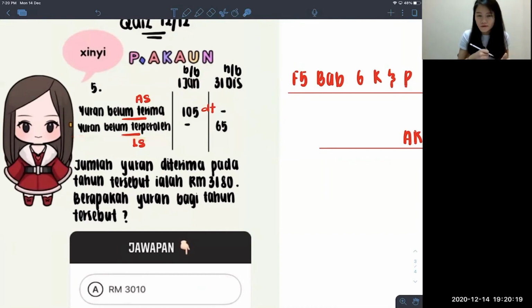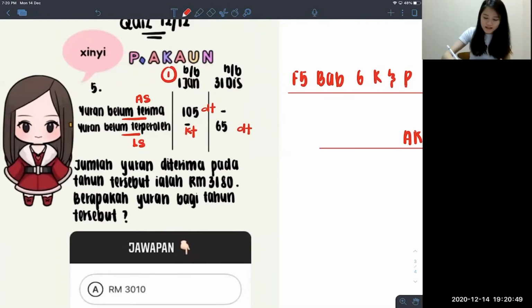Yuran belum terperoleh doesn't have anything for the Baki BB, so I just need to identify it for your Baki HB. But I think this is a bit difficult for you. It's okay. We will go from the start, okay? Liability is Baki BB on the credit side, Baki HB debit. So in the end, conclusion, I'm going to have this as my first step. Baki BB comes first inside the account, and your last step will be your yuran belum terperoleh.